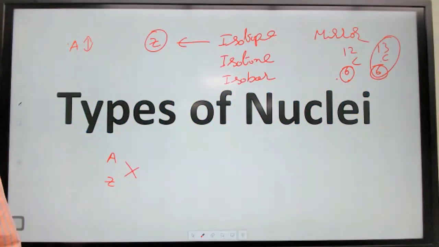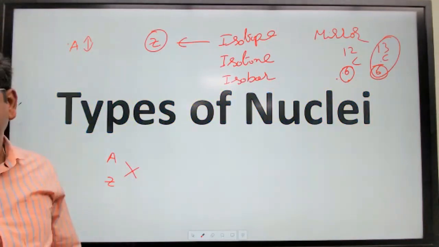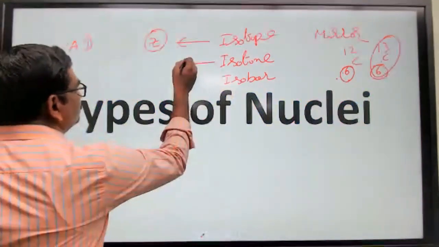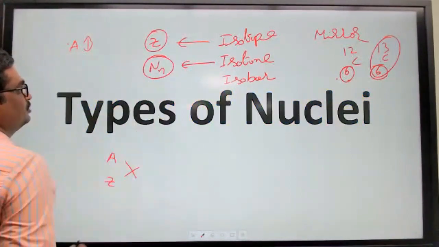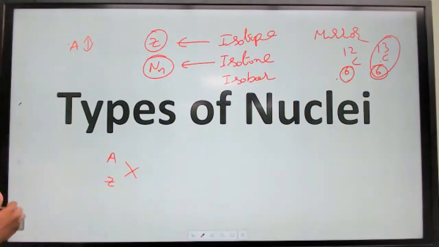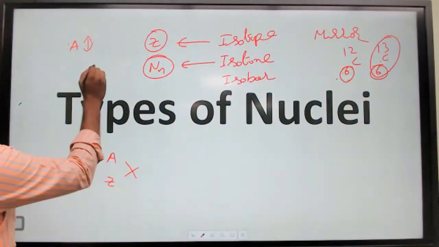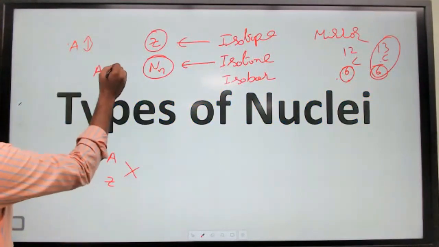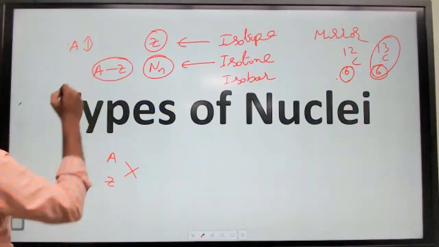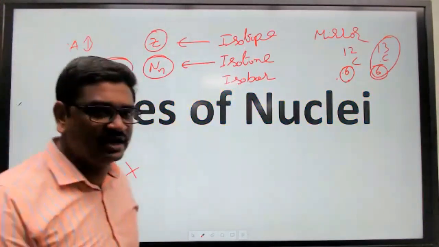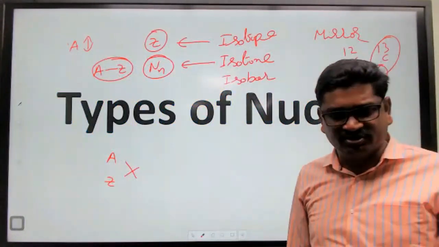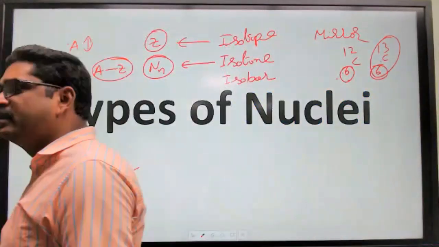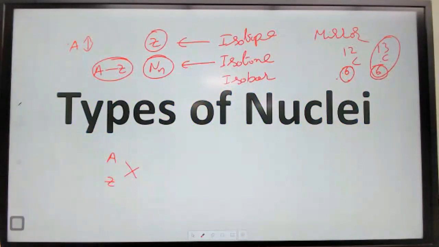That is called isotope. Next, isotone: same neutron number. The number of neutrons should be the same. How do we calculate the neutron number? A minus Z should be the same, A minus Z should be constant. But Z may be different, A may be different. A can be different, Z can be different, but A minus Z must be constant.